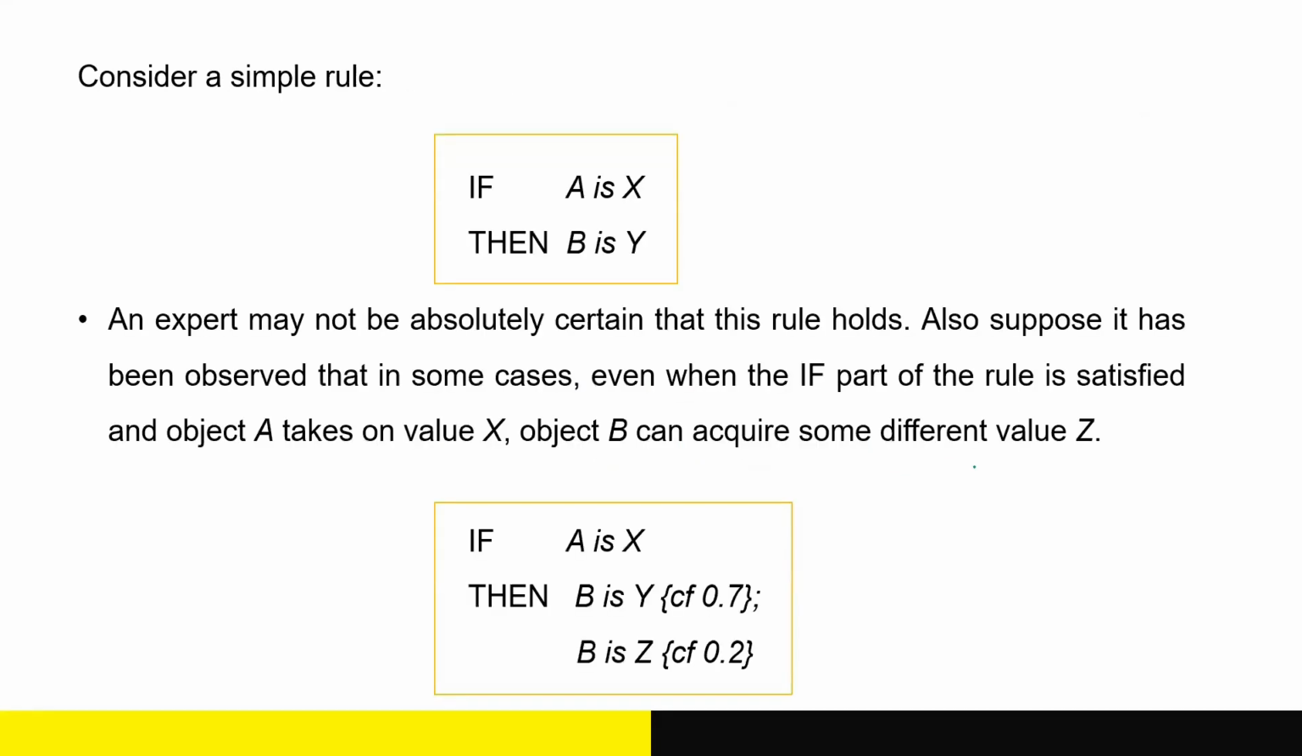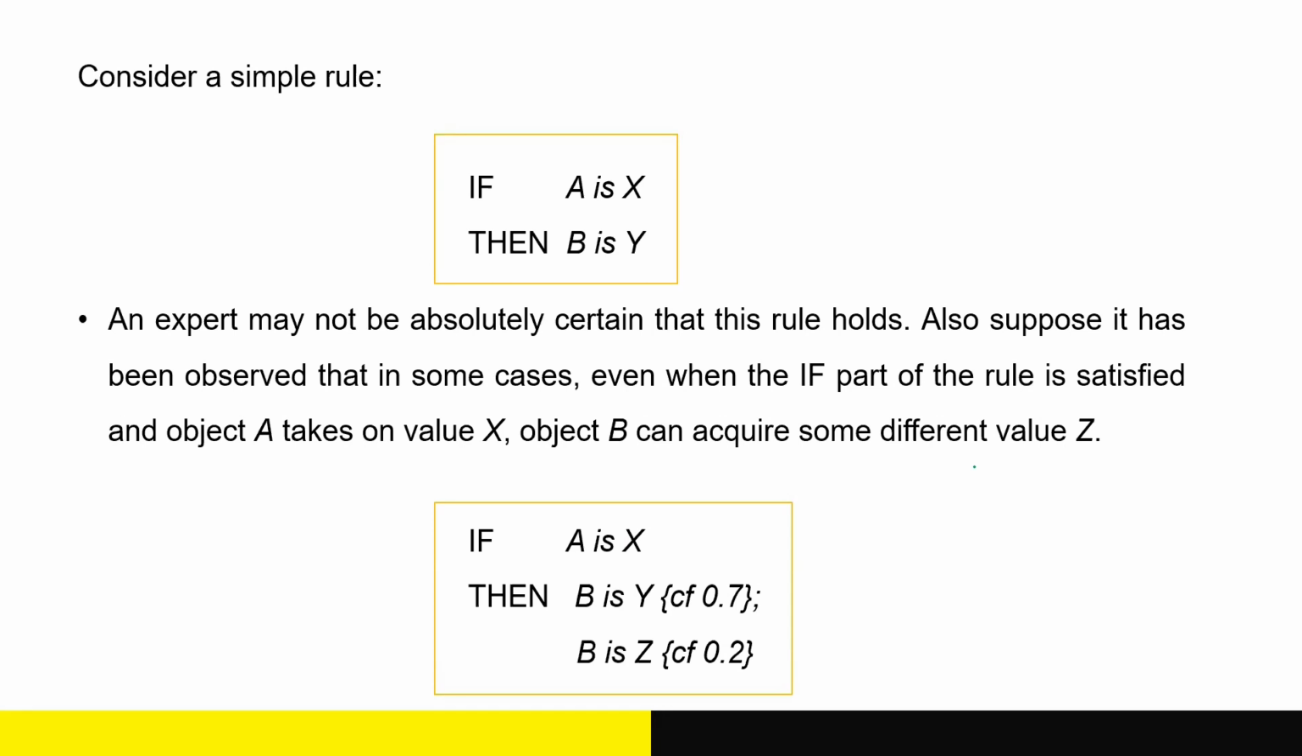So we will consider a simple rule: if A is X, then B is Y. An expert may not be absolutely certain that this rule holds. Also, suppose it has been observed that in some cases, even when the if part of the rule is satisfied, an object A takes on value X, object B can acquire some different value Z. So the expert is not absolutely certain that this rule always holds. In other words, there is a chance that even if object A is X, object B could be Z instead of Y.